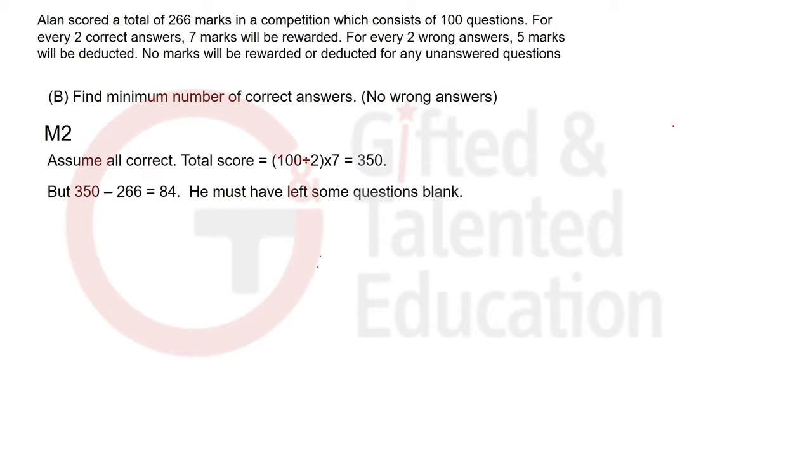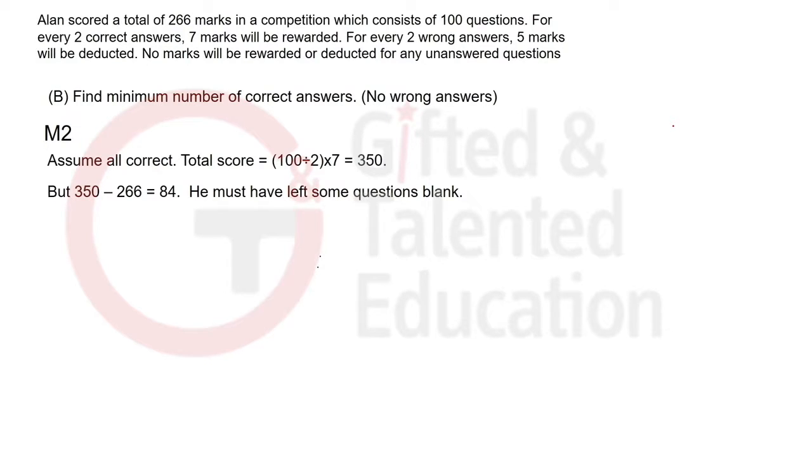Now, we can also solve part B by using the assumption method. Again, we assume that there isn't any wrong answers in this case. So, the first step, we assume all questions are correct. The total score would have been 350. However, his actual total score is equal to 266, so there is a deficit of 84 marks, which means he must have left some questions blank, resulting in a total loss of 84 marks.